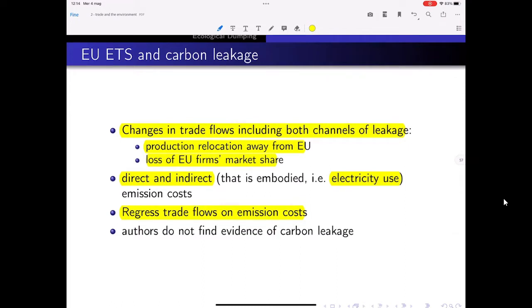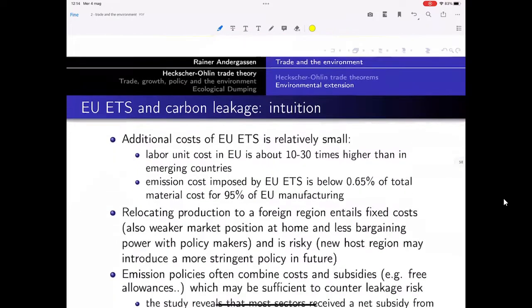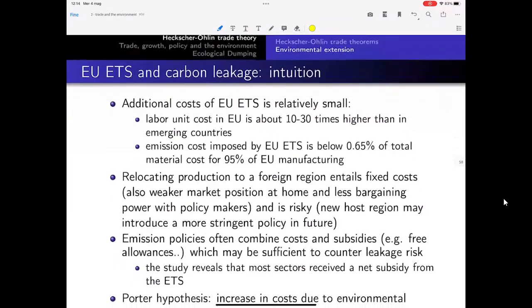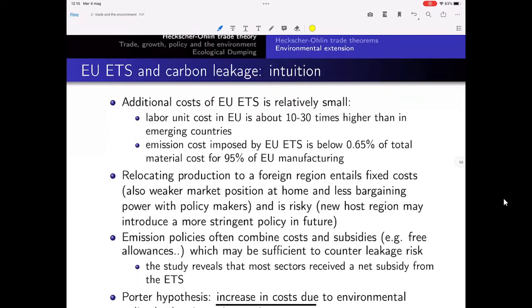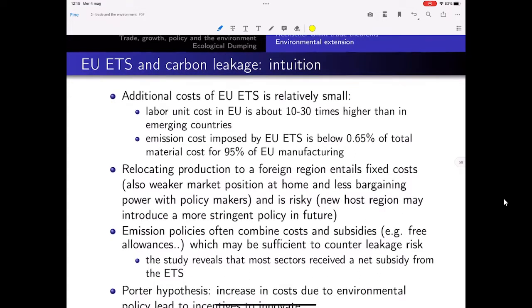Okay, this is how the analysis is done. And the result is the following. The result is that the authors do not find evidence of carbon leakage. There is no evidence for carbon leakage. Now let me explain why. This is the conclusion of the authors. So again, one might debate. There are several things one has to take into account. But let's see what the authors' explanation is for this result.